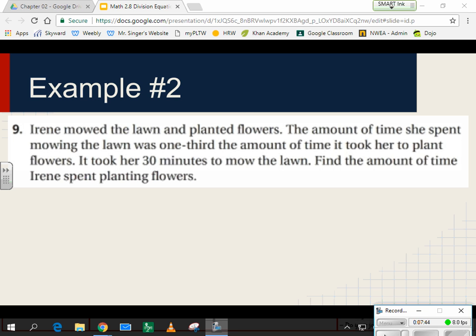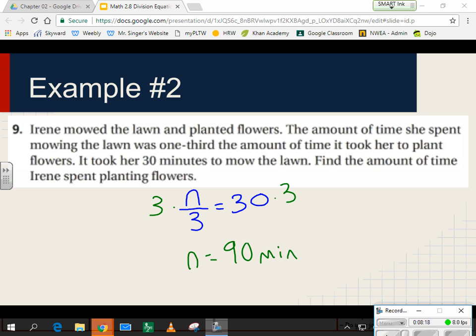So in this case, we're looking to be able to solve for the amount of time Irene spent. For this one, we don't know exactly the amount of time Irene spent planting flowers, but we do know that it took her 30 minutes to mow the lawn. So really what we're looking at is n over 3 for the 1/3 time equals 30 minutes. So to be able to solve this, all you got to do is use this equation. Come back when you've solved it. All right, you should have seen that your answer should be 90 minutes because you got to multiply both sides by 3 to be able to solve that.